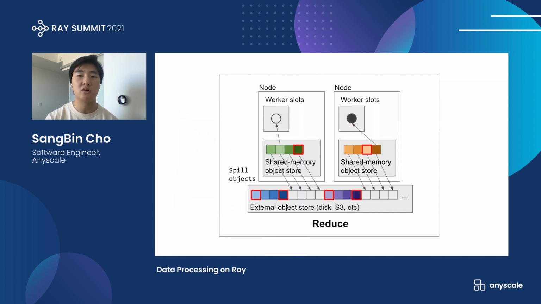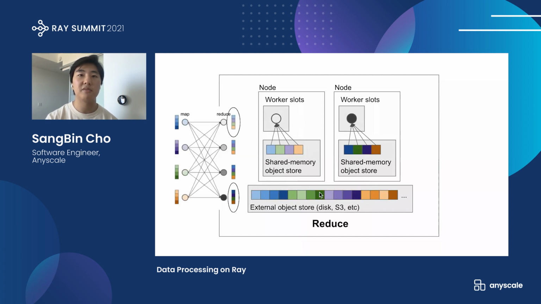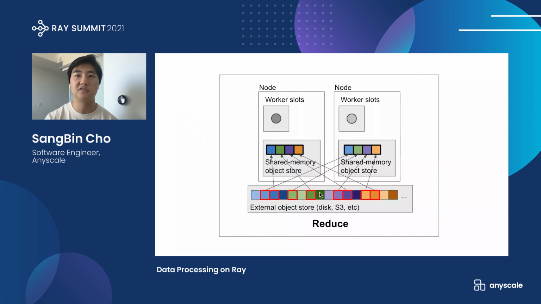And before it gets the object, it has to spill them because it needs more memory capacity in the shared memory. So it basically spills the objects that are not used by this worker, and it restores the objects that are necessary from the external storage. And the same thing is going to happen for other reduce tasks. So at the end, all of your reduce tasks are going to have the shuffled objects in memory, and they can do some operation like sorting the shuffled data, for example.